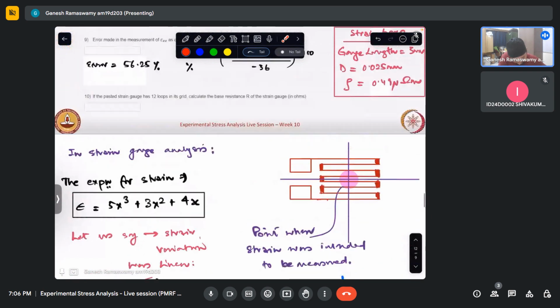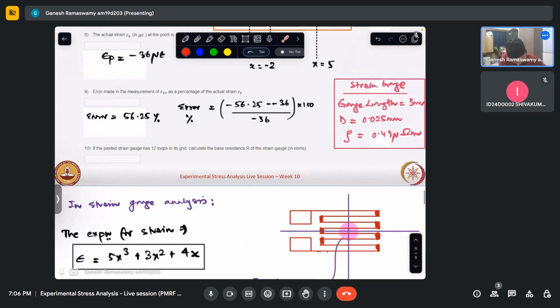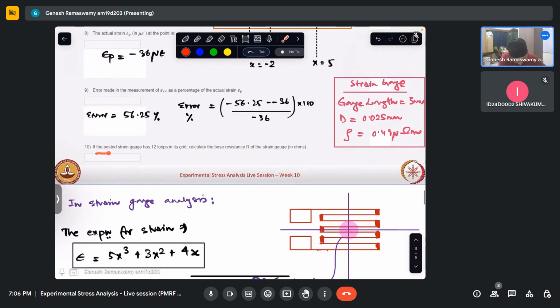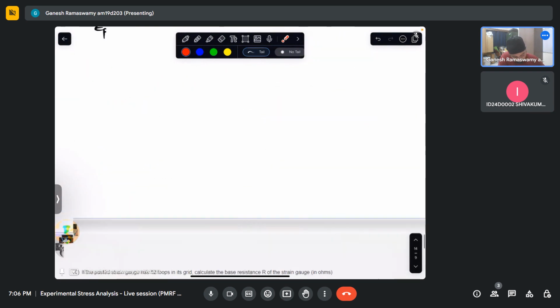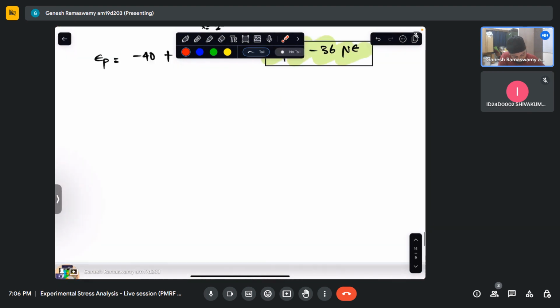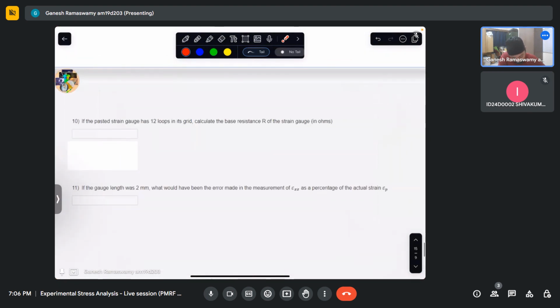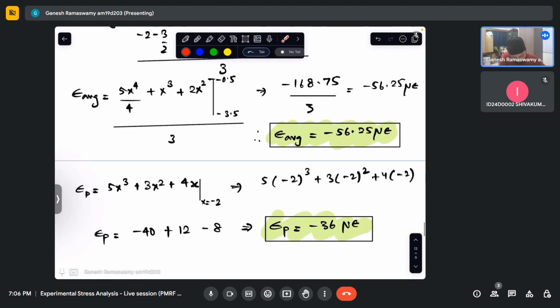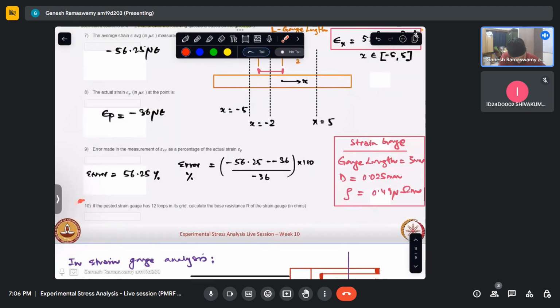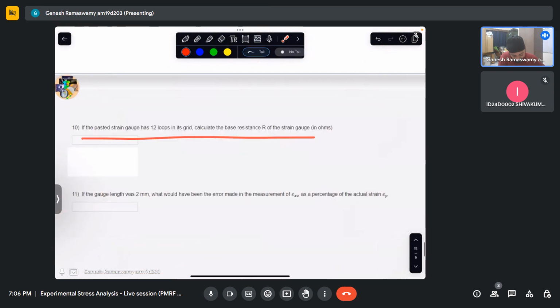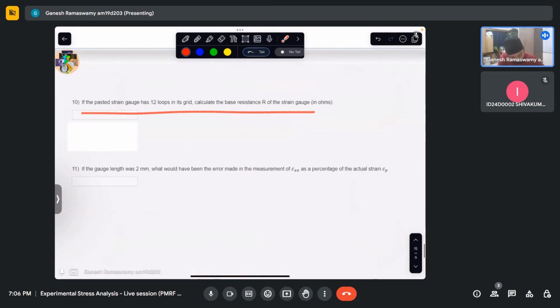So the next question asks that if the tested strain gauge has 12 loops in its grid, calculate the base resistance of the strain gauge in ohms. So let us go about doing that. Okay, it's the same question here. It is just pasted twice. So this is question number 10. This is also question number 10 here.